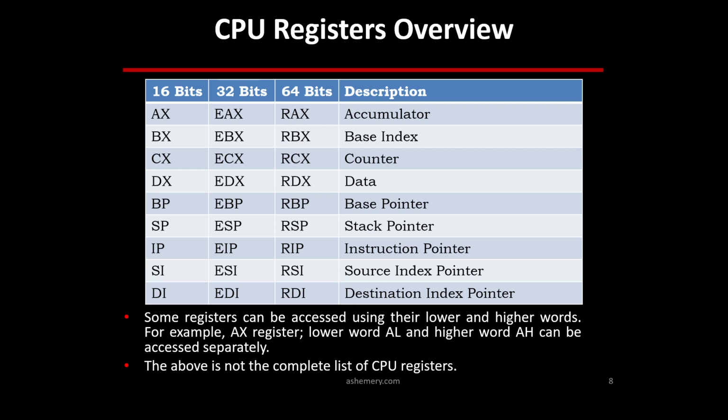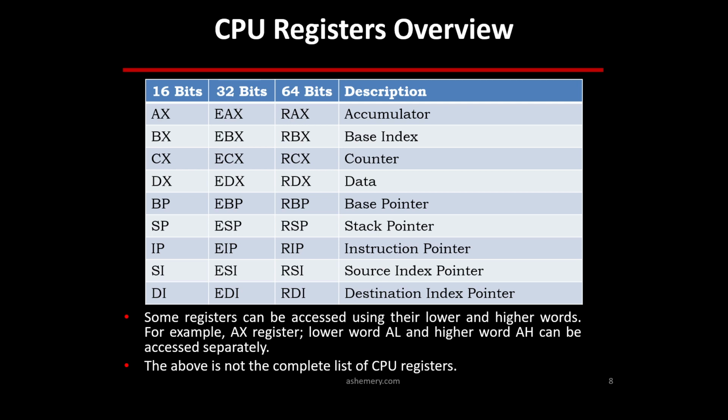Now, the system can also access the lower and higher ends of these registers. Let's say we have the 16-bit AX. We can access the lower byte of the AX register by accessing AL. That way we are accessing the lower part of that. If we want to access the higher part, then we will just use AH, and the same applies for BX, CX, and DX.